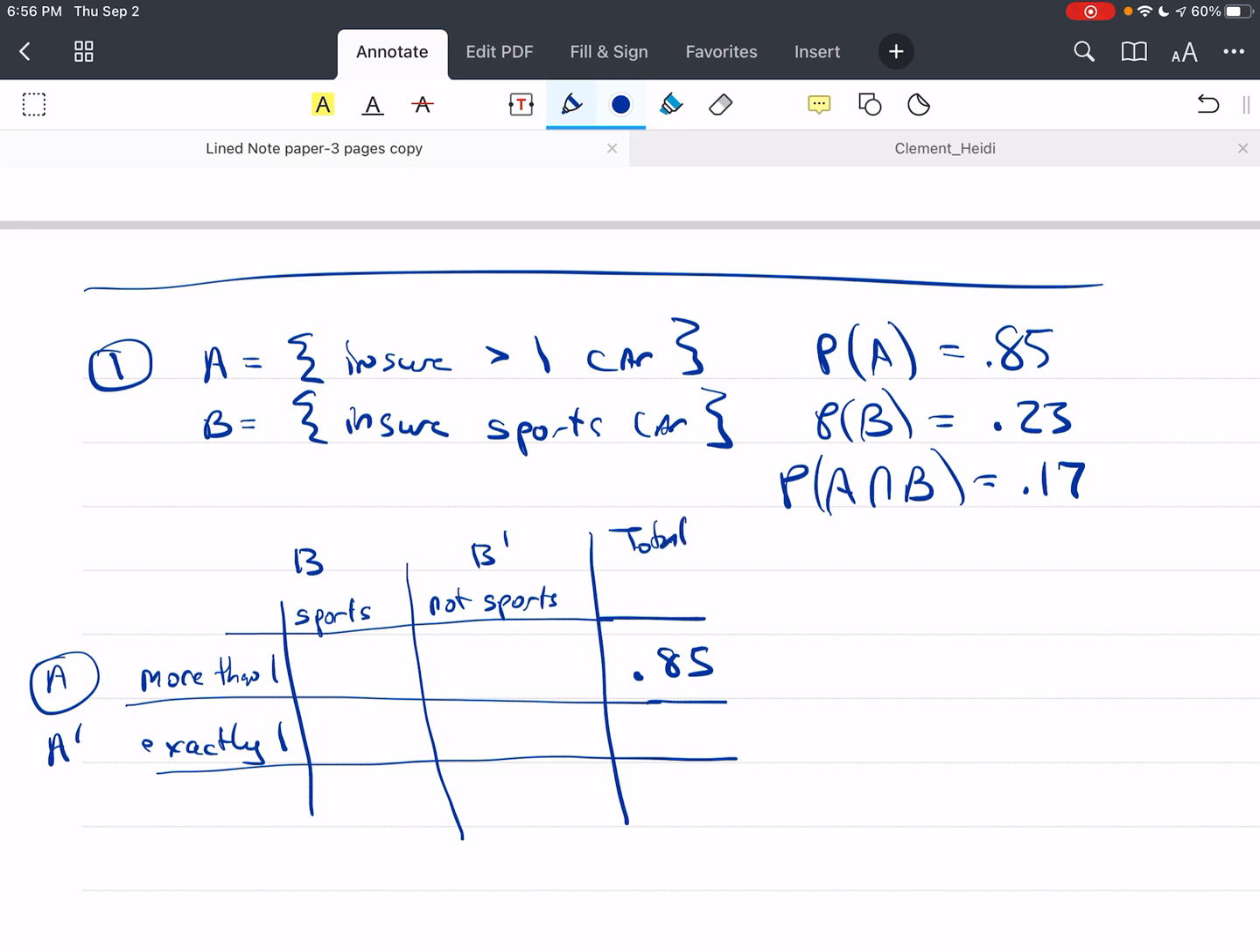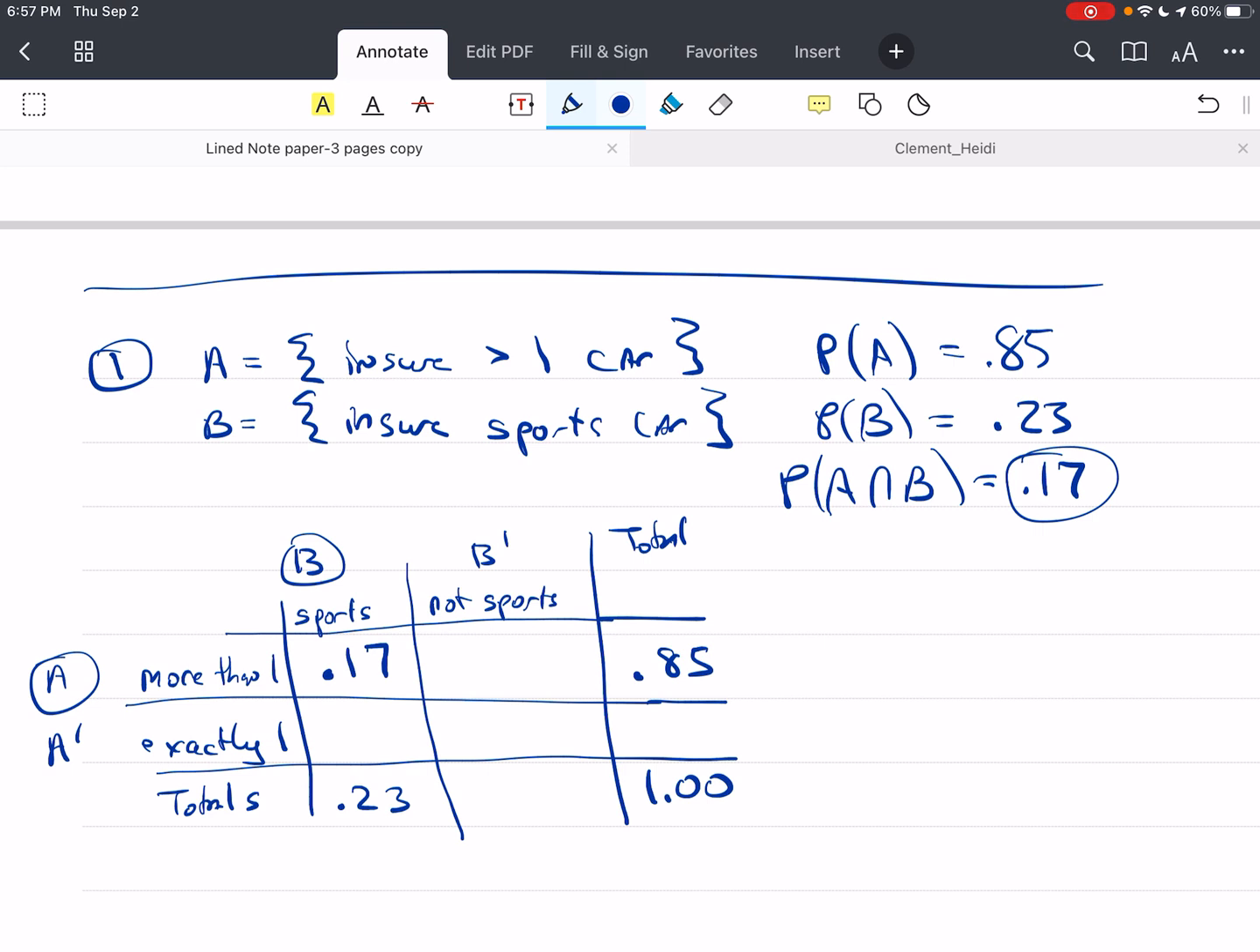And we know that the probability of the sports car is 0.23. And we know if we add everything up, it has to be 1, right? So we were also told that A and B, the intersection, is right here, 0.17. And because we have those three, we can complete this table.